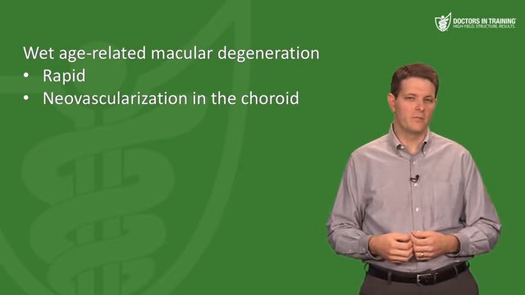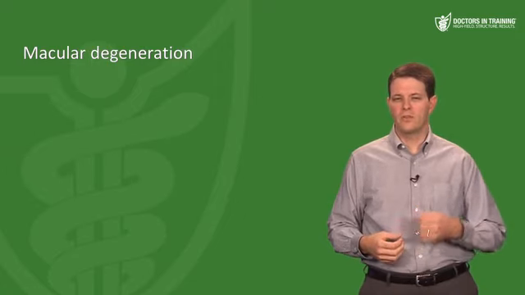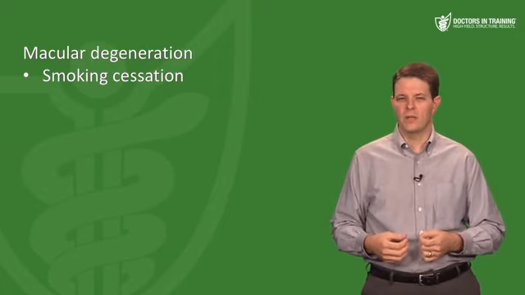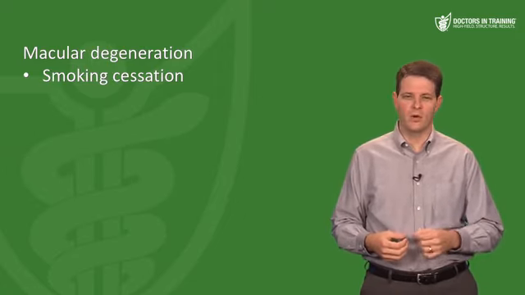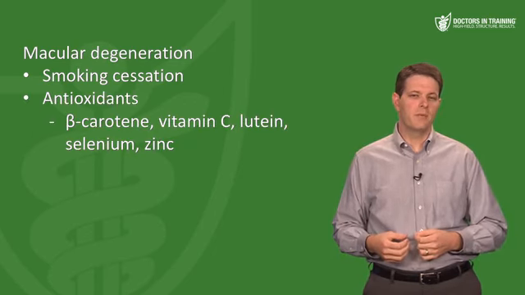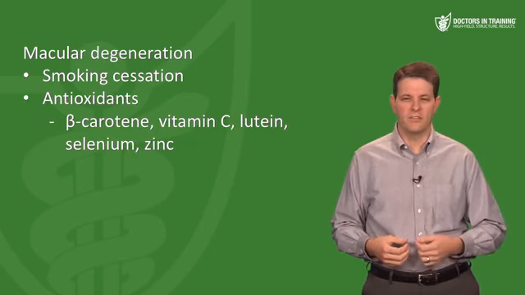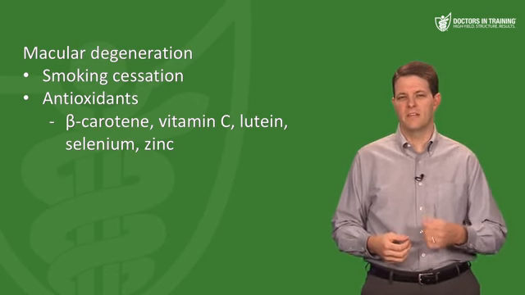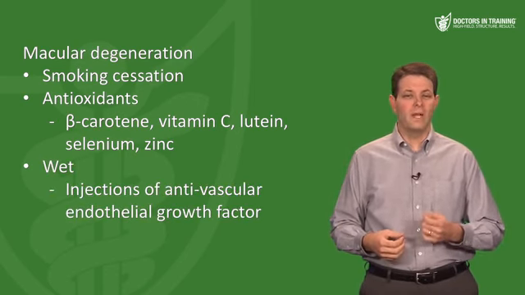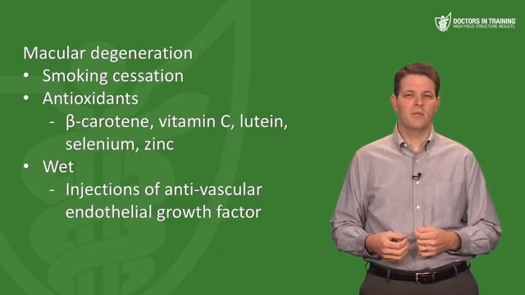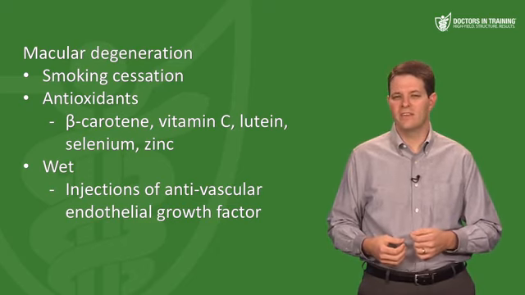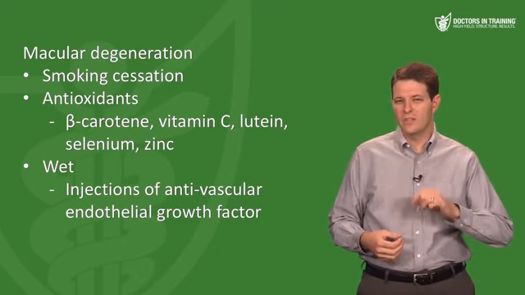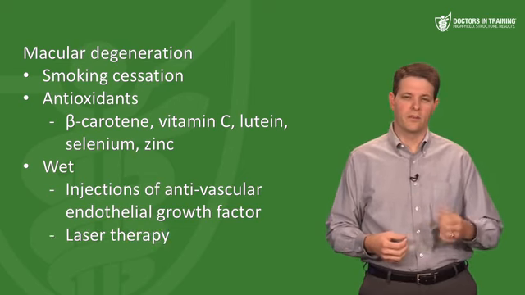Now, one of the major risk factors for macular degeneration is smoking, so you need to counsel these patients to stop smoking. And then treatment includes supplementation with antioxidants such as beta-carotene, vitamin C, lutein, selenium, and zinc. Patients with wet age-related macular degeneration can sometimes be treated with injections of anti-vascular endothelial growth factor into the vitreous humor, or you can treat with laser therapy.